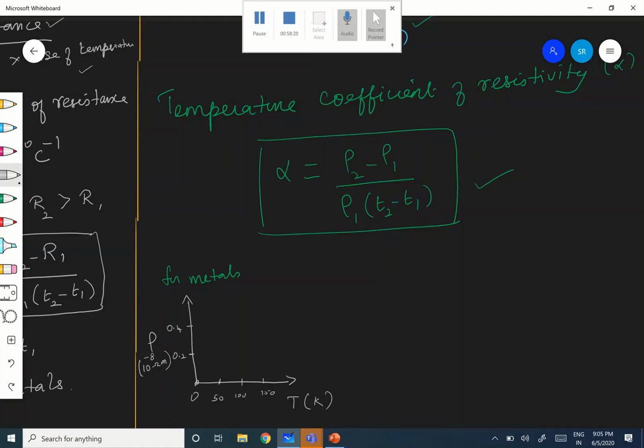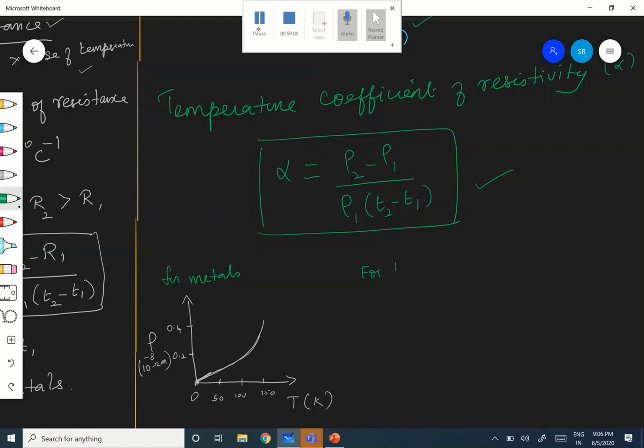Therefore, as you increase the temperature, the resistivity will increase, right? So it will be like that. Again, how nicely it increases like that. Okay, right. Next one is for constantan.